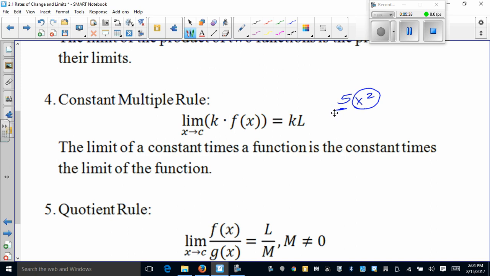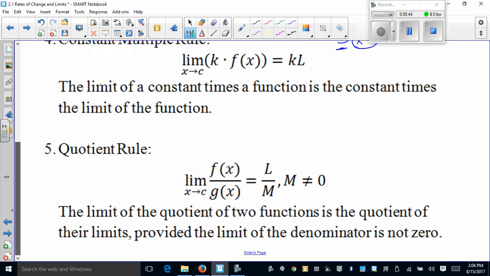Okay, quotient rule. The limit as x approaches c of f of x over g of x is just L over M. Anyways, you can find the top, get the limit, do the bottom, take the limit. As long as the limit on the bottom one is not 0, this can be done. If it's 0, so if you have 5 over 0, this is not a limit. This is undefined or does not exist, however you want to write it.